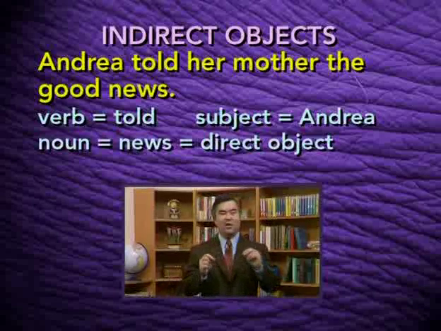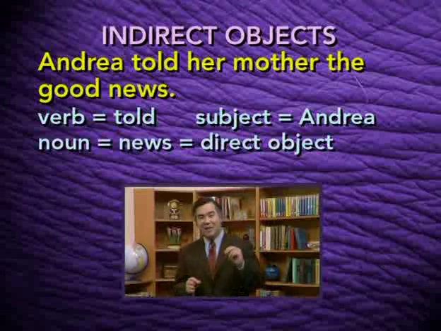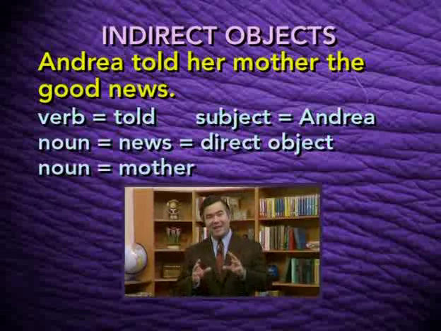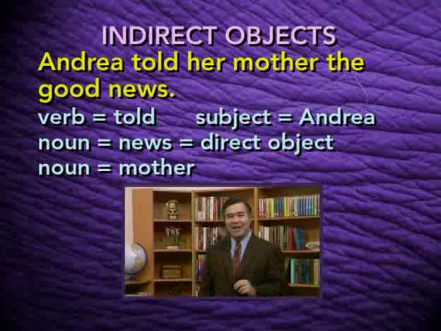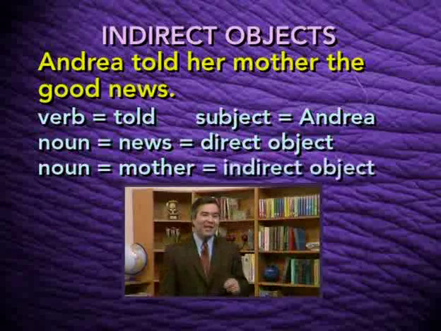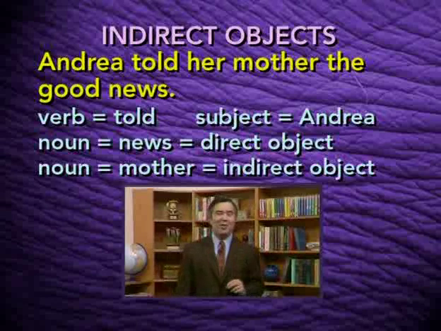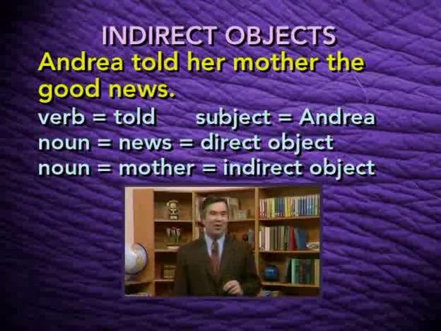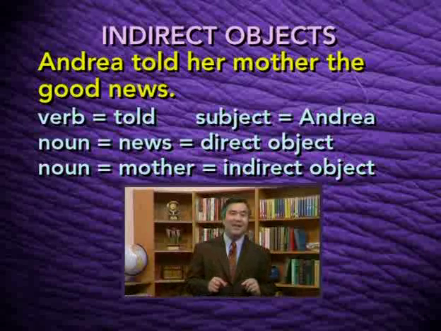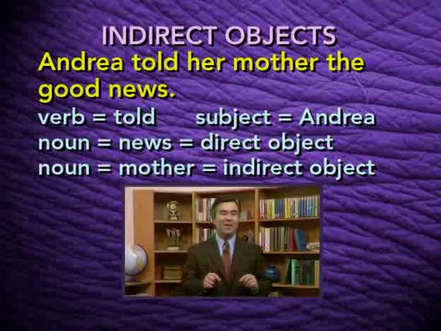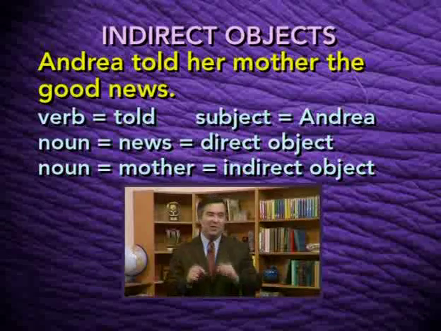That's what Andrea told. However, we notice there's another noun, her mother. That phrase has been stuck in between the direct object and the verb. What role does her mother play? Her mother is the indirect object. That answers the question, to whom Andrea told the good news. So the direct object is news. That's what Andrea told. And her mother is the indirect object. That's the person to whom the news was told. So you notice that a specific type of transitive verb is necessary to make an indirect object make sense.